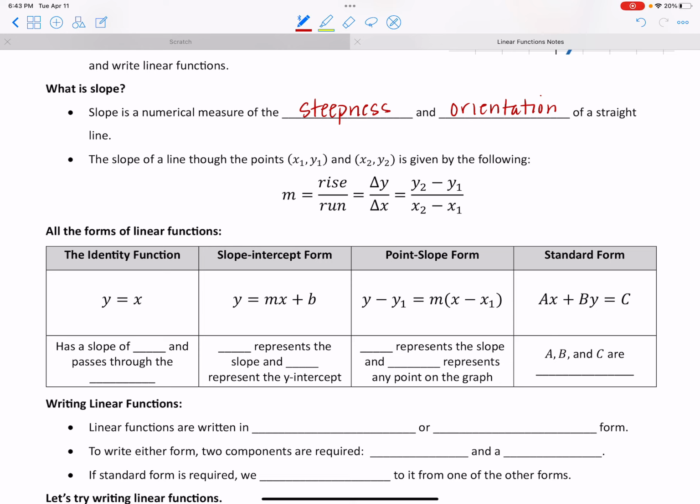Our outputs are decreasing in value. So orientation deals with whether it is a positive or negative slope, which means it's increasing or decreasing. And the steepness would be the rate at which it's increasing or decreasing. So the steeper your line, the faster the rate of change between the points, and the flatter your line, the slower the rate of change between the points. So again, we're going to put a numerical value on the steepness and orientation by doing one of a few different things depending on the information that we're given.